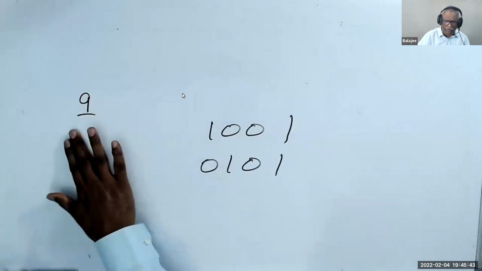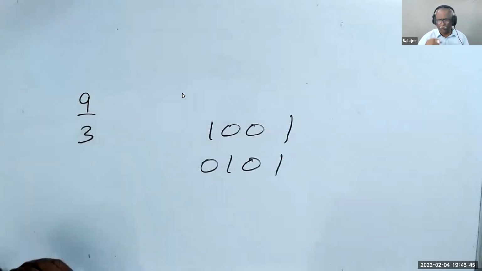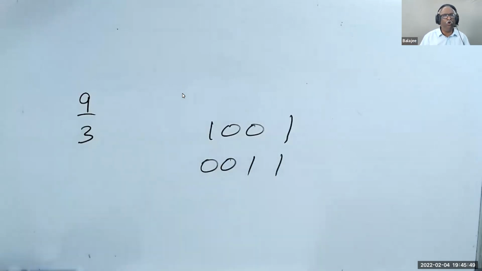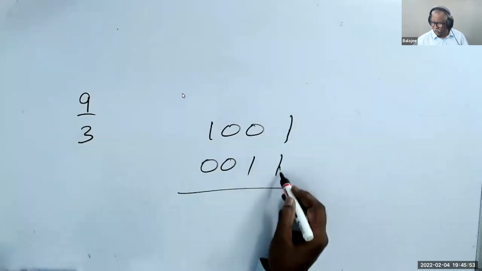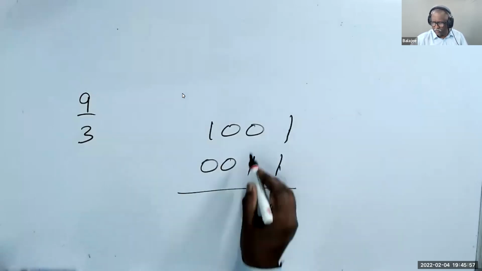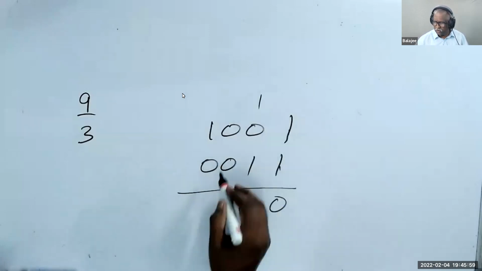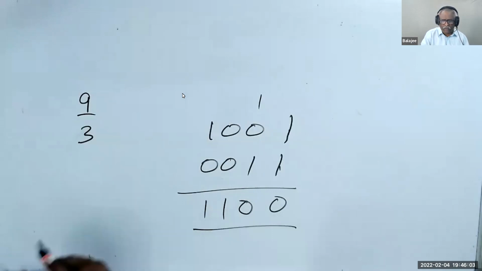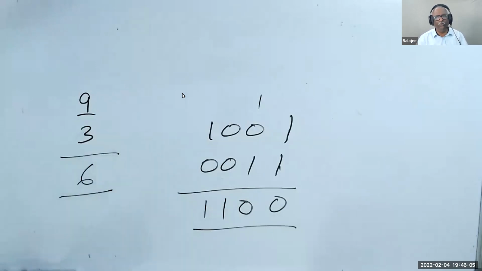So let's not take 5. Let us take 3. That will be easy for you. So 3. If I add them, what will I get here? 1, 1, 0, then 1, 0, then 1, 1. I get 12, but I want 6. How do I do that?